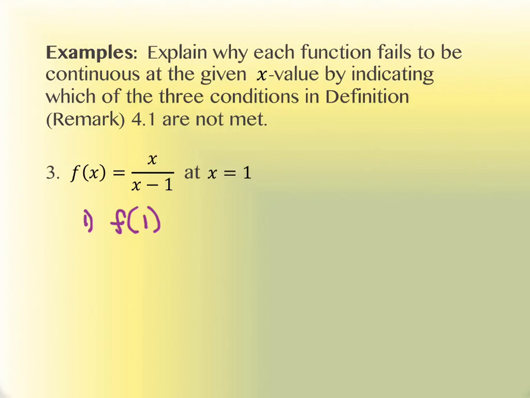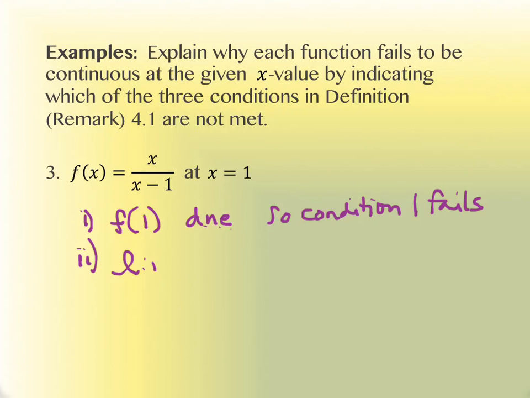Denominator is 0. So if the denominator is 0, the function value does not exist. Okay? So f of 1 does not exist. Abbreviate it D and E. So this one fails. All right, condition 2 says that the limit value has to exist. So the limit as x approaches 1 of the function is supposed to exist.